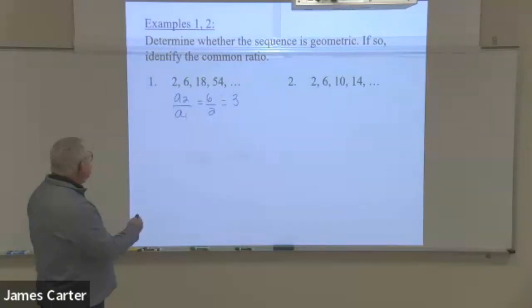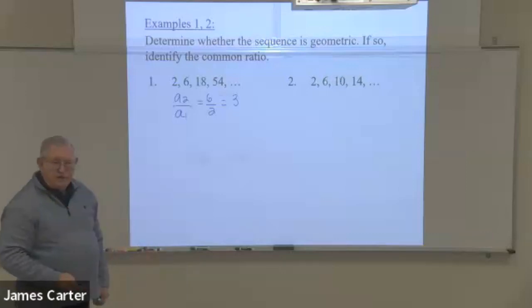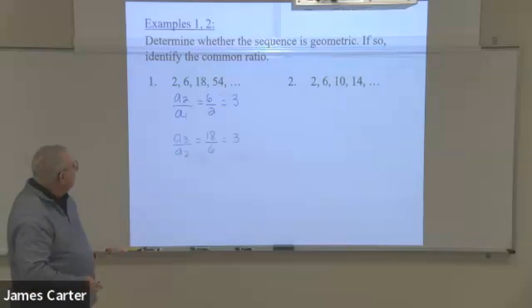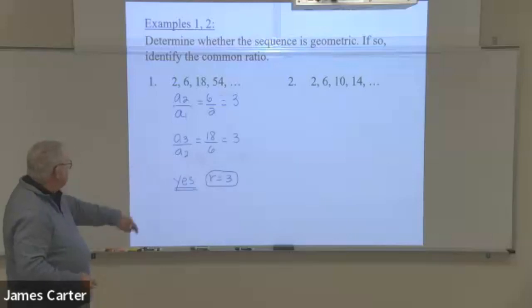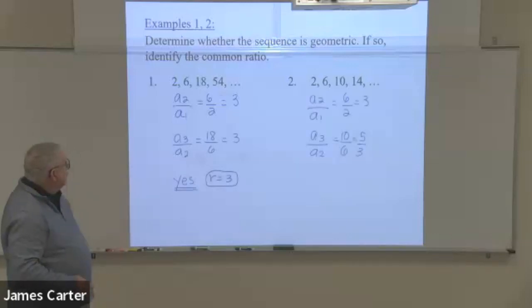Identify the common ratio. Well, we just did. On this one, 6 divided by 2 is 3. 10 divided by 6 is something different. That one, 10 divided by 6 is a different value. 14 divided by 10 is a different value still. That one is not geometric. That's all this is testing, to see if it's geometric.